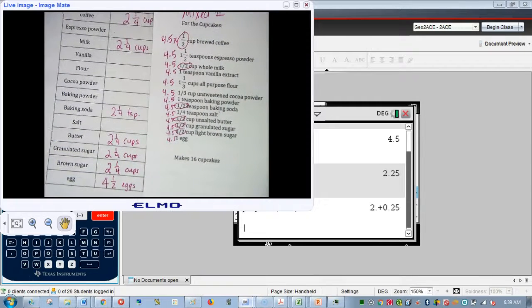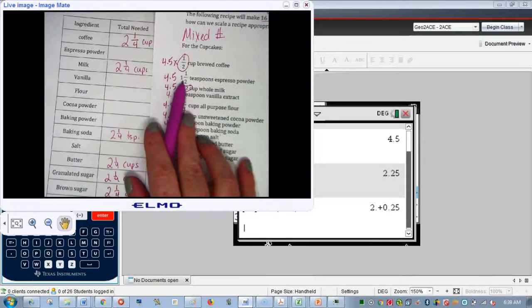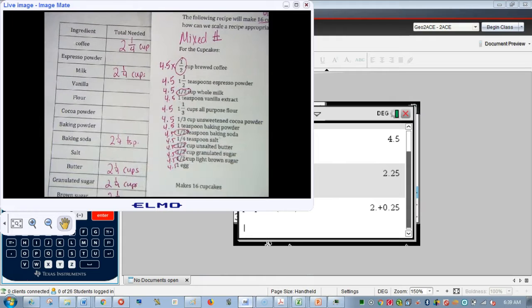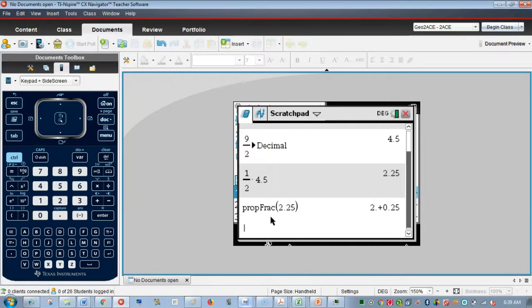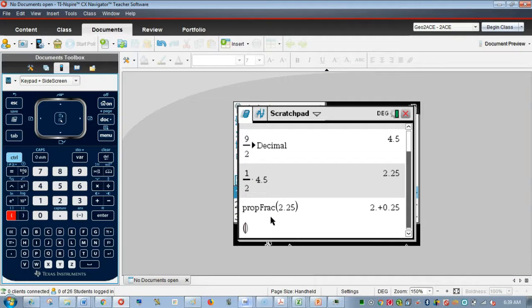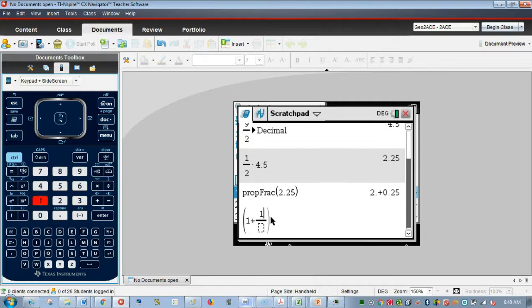All right, the next one, I'm going to go with 1 1/2. Now, when it's an improper fraction, we have to go 1 1/2. Remember, that's in our discussion of mixed numbers. It's 1 1/2, 1 plus 1/2, not 1 times 1/2.